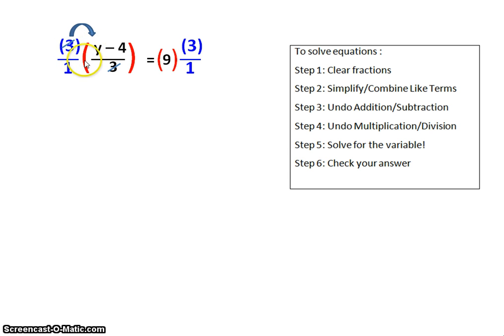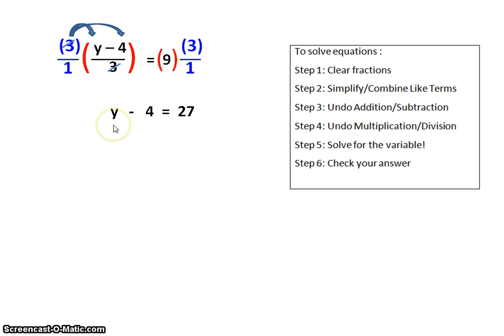Now, remember, I'm going to use the distributive property now. So this 3 is divided out to 1. So it's 1 times y, and then 1 times 4, and in between is a subtraction sign. On the right-hand side, I have 9 times 3 is 27. So on the left side, 1 times y is y, 1 times 4 is 4, and in between is a subtraction sign. On the right-hand side, 9 times 3 is 27.